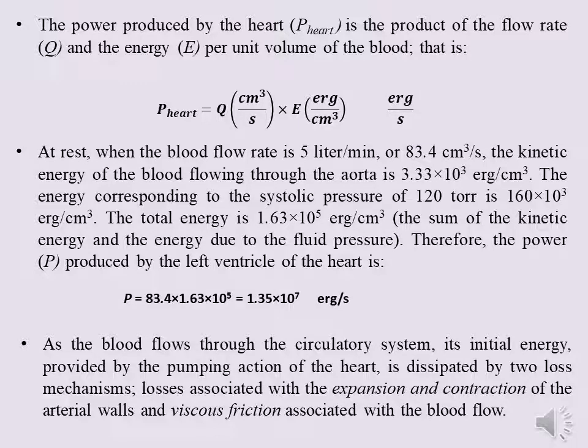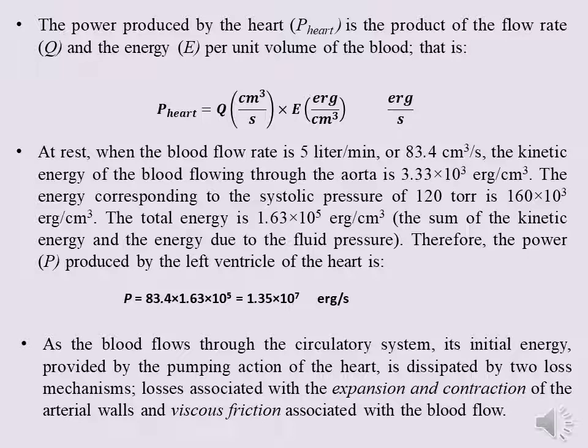The power produced by the heart, P-heart, is the product of the flow rate, Q, and the energy, E, per unit volume of the blood, in units of erg per second. At rest, when the blood flow rate is 5 liter per minute, or 83.4 cubic centimeter per second, the kinetic energy of the blood flowing through the aorta is 3.33 times 10 to the power of 3 erg per cubic centimeter. The energy corresponding to the systolic pressure of 120 torr is 160 times 10 to the power of 3 erg/cm cubic. The total energy is 1.63 times 10 to the power of 5 erg per cubic centimeter, the sum of the kinetic energy and the energy due to the fluid pressure.